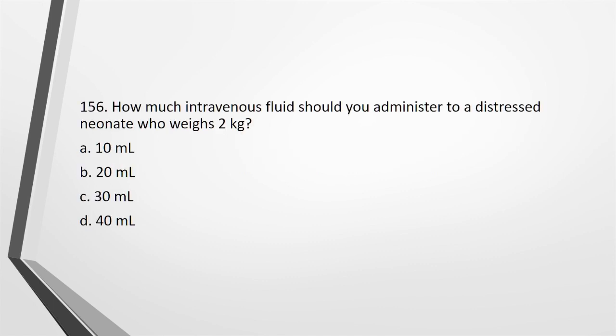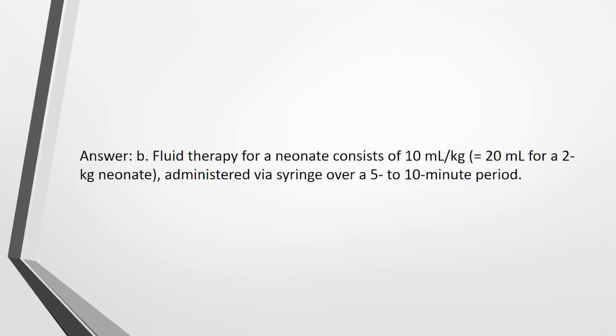156. How much intravenous fluid should you administer to a distressed neonate who weighs 2 kilograms? A. 10 milliliters. B. 20 milliliters. C. 30 milliliters. D. 40 milliliters. Answer: B. Fluid therapy for a neonate consists of 10 milliliters per kilogram, equals 20 milliliters for a 2 kilogram neonate, administered via syringe over a 5 to 10 minute period.